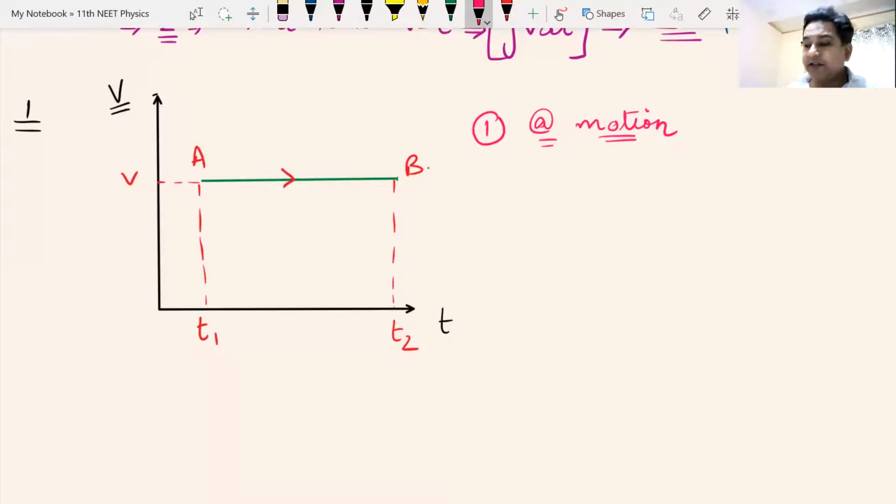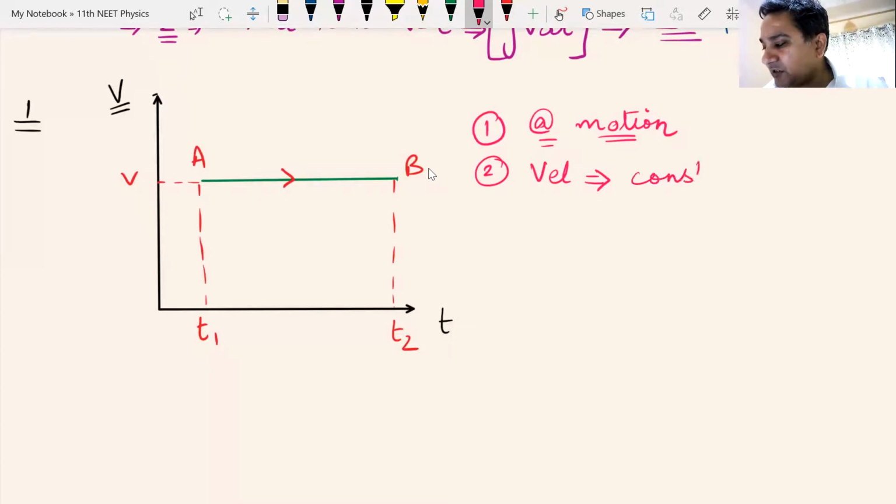The particle is moving. Number two, what about the velocity of this particle? Is the velocity constant or is the velocity changing? Look at the graph. Velocity is constant. Yes, Niharika, velocity is constant.